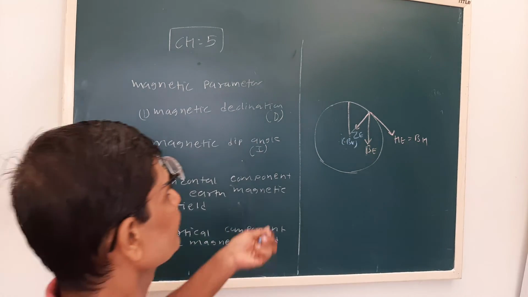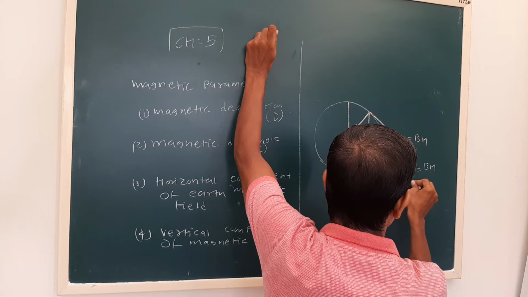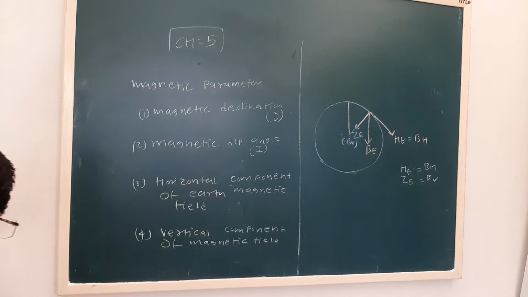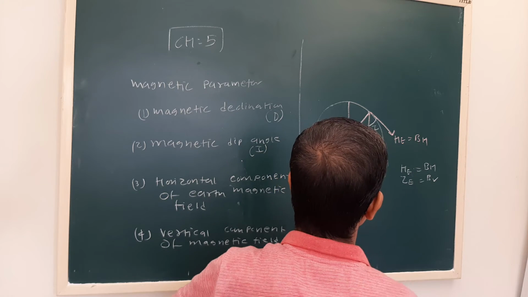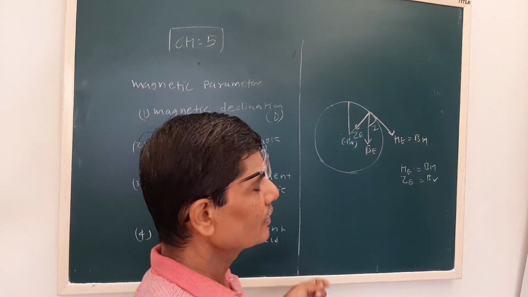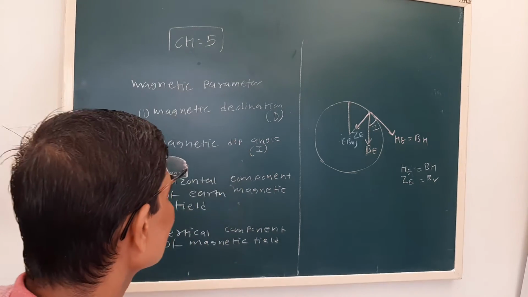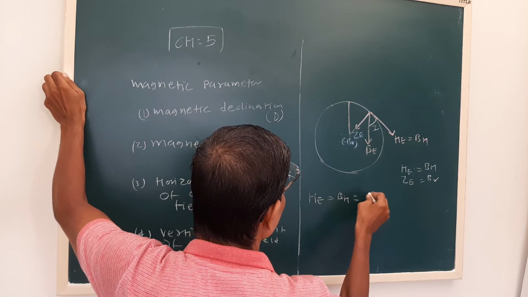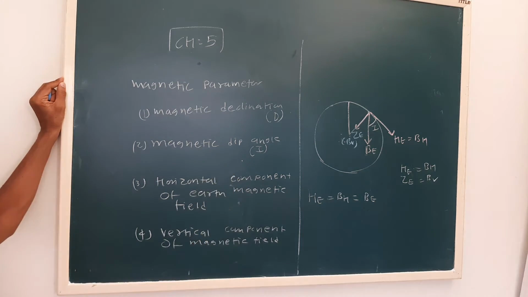In many books, HE is nothing but BH, and ZE, where E is in subscript, is the vertical component, and the angle is I, the magnetic dip angle. From this we can know about the horizontal and vertical components of the Earth's magnetic field. Here I is our magnetic dip angle.